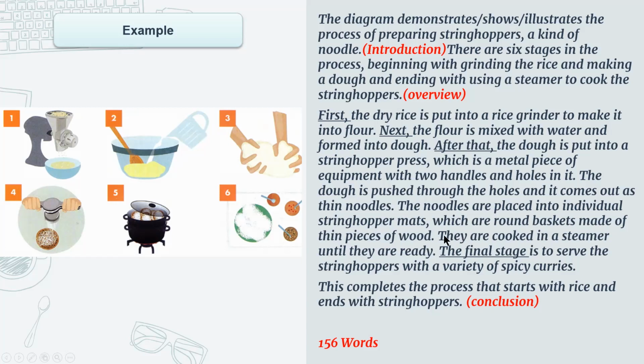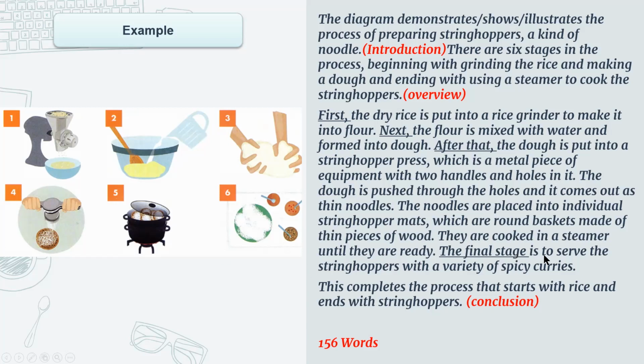They are cooked. Now I'm describing the fifth step in the process. Okay, we used 3 sentences to describe the fourth step. After that, this is the first sentence: the dough is pushed through the holes. Second sentence: the noodles are placed into individual string hopper mats. This is the third sentence. Okay. They are cooked in a steamer until they are ready. So just one simple sentence to describe this step.